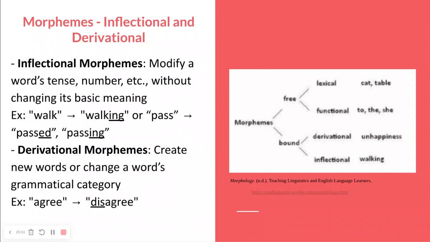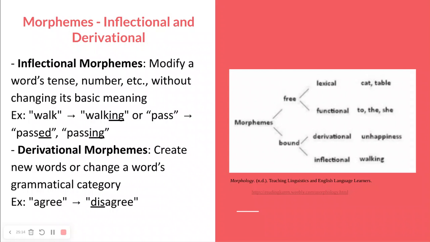Derivational morphemes are different from inflectional morphemes, as they do derive or create a new word, which gets its own entry in the dictionary. Derivational morphemes help us create new words out of base words. For example, we can create new words from agree by adding derivational prefixes like dis to make the word disagree, or add suffixes like ment to make the word agreement.